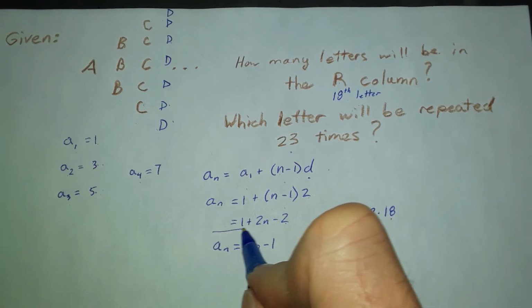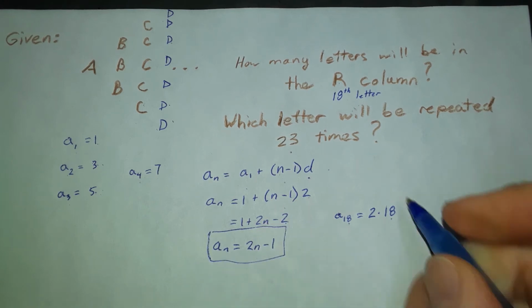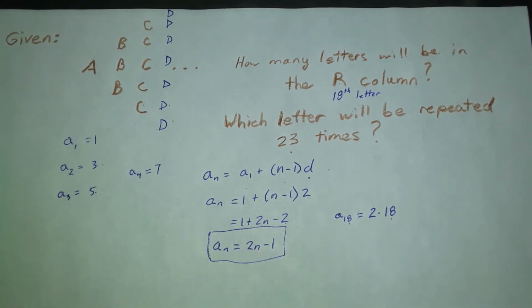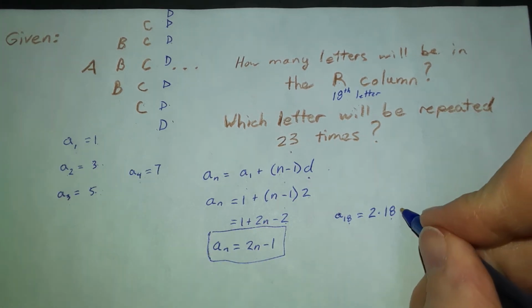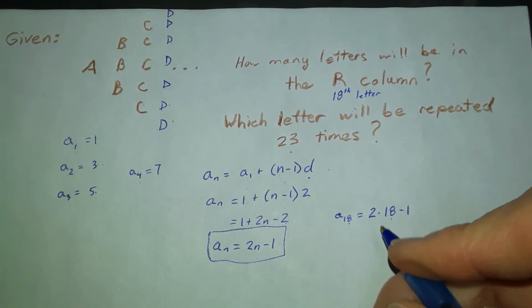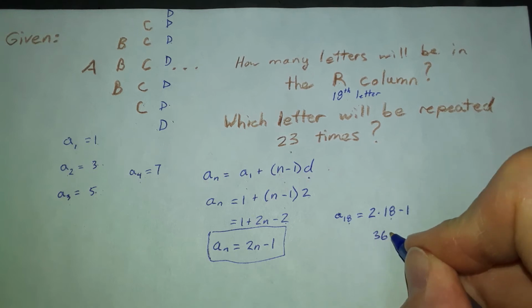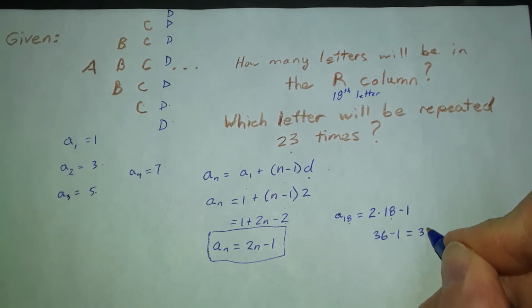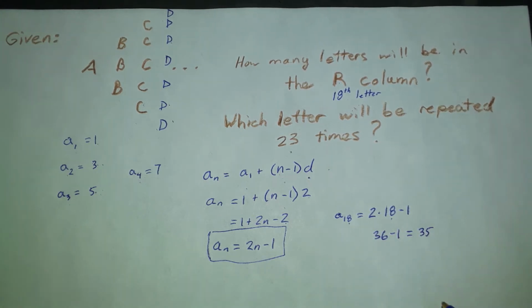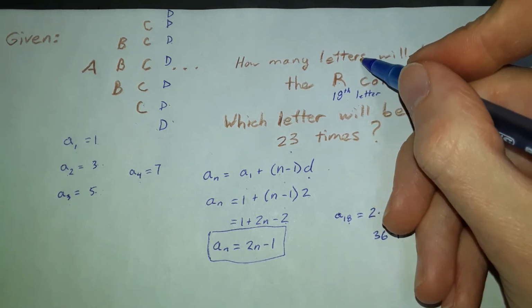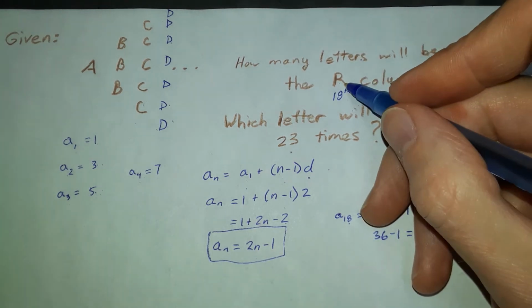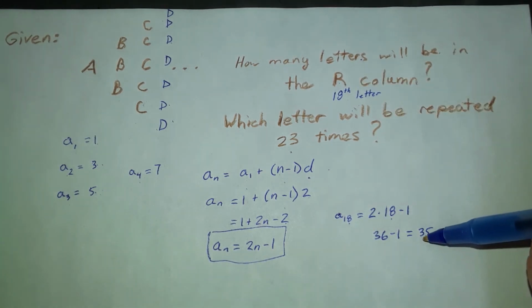This is coming off of this formula here that we derived for this sequence. And then I'm going to subtract 1. So 2 times 18, that gives me 36 minus 1, that gives me 35. So in the R column, there's 35 letters. So R is repeated 35 times.